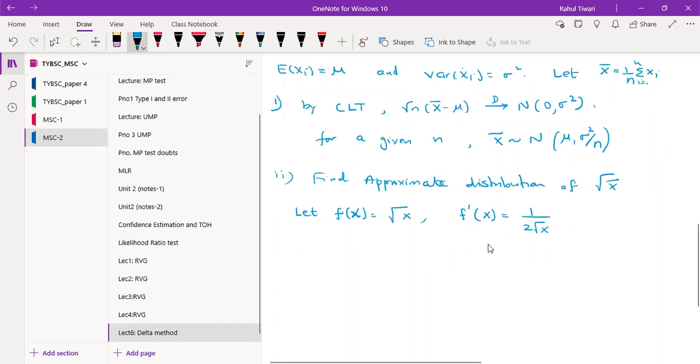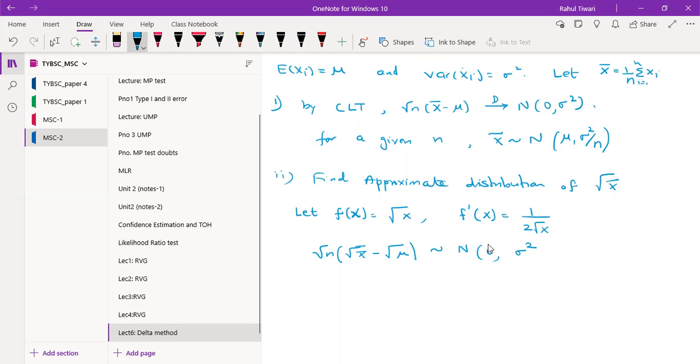So now, applying this concept again, root n times (root of x bar minus root of mu) will be approximated to normal with 0 comma sigma square, and you have to multiply the functional form of mu. Remember, it's a functional form of your f dash mu square.